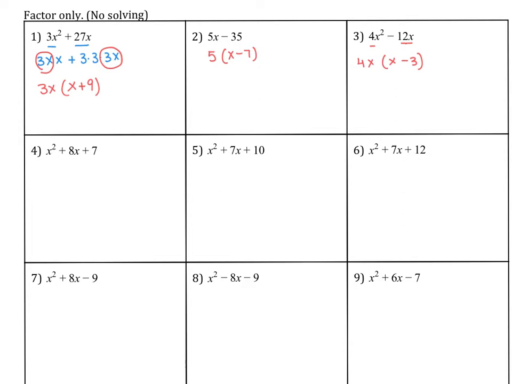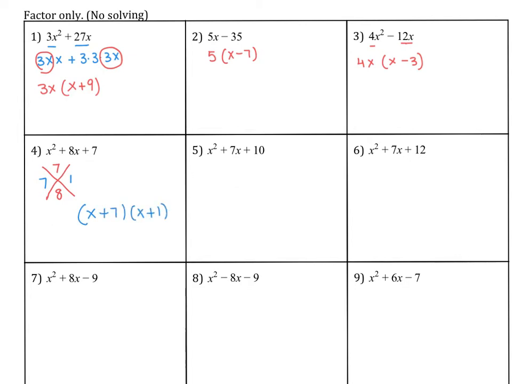For question number 4, you're going to use the cross method. So on the top you have 7 and on the bottom 8. You're looking for two numbers. When you multiply you get 7 and when you add you get 8. So that's going to be 7 times 1. So the factors are x plus 7, x plus 1.